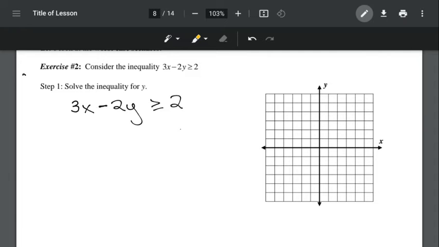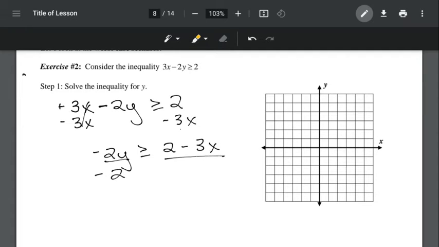Remember, this minus sign goes with the 2. There's an invisible plus sign here. So I'm going to minus 3x on both sides. And I have negative 2y greater than or equal to 2 minus 3x. And I divide by a negative 2, divide everything here by a negative 2.